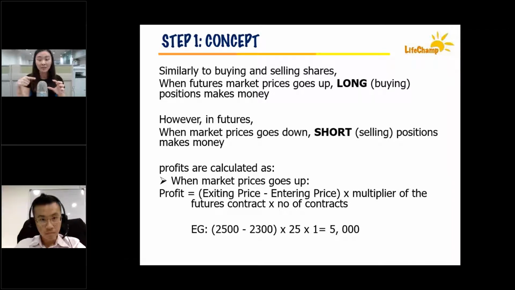Then you times the multiplier of the futures contract, meaning the tick size value, which we talked about just now. Let me take FCPO as an example. So one tick equals 25 ringgit. Just now we learned that. So you use 3 times 25 as the profit that you make, and then times how many contracts you are holding. If you're holding one contract, you will times 1. So in this example, if you long at 2003 and then you exit at 2005, you minus and get the price difference, and then you times 25 times one contract, so you're making 5,000 ringgit.